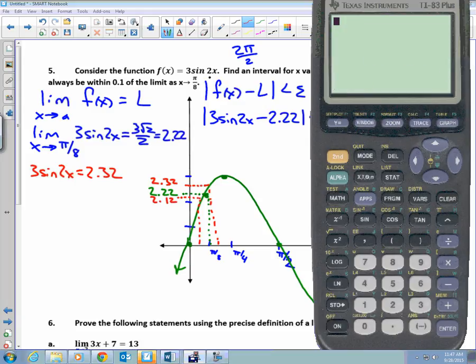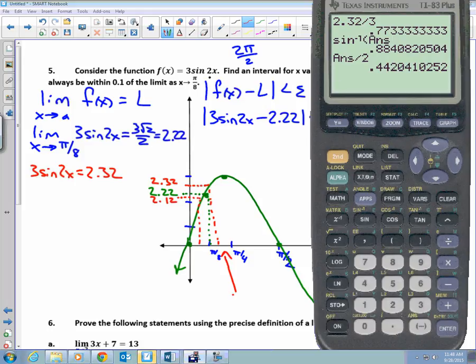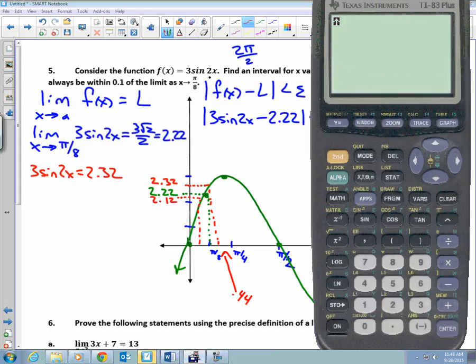My calculator doesn't press right. I don't know what the deal is. Divide by 3. Second, sine inverse of my answer. And I get 0.88. Now I divide by 2. And I get 0.44. Is that better? Okay, to give you an idea, if you take pi and divide it by 8, you get 0.39.